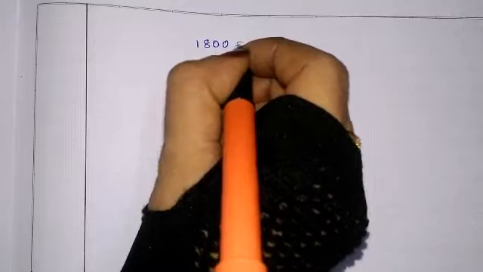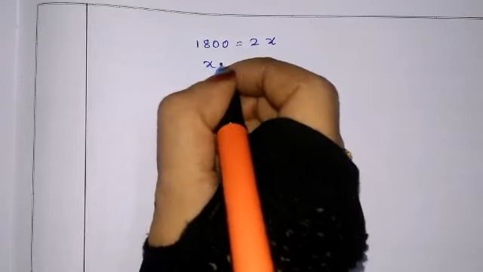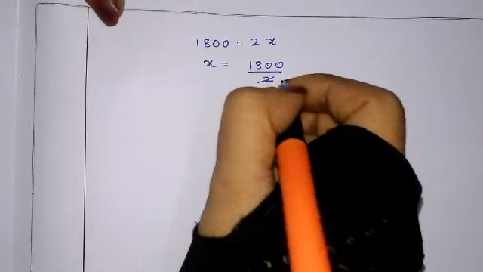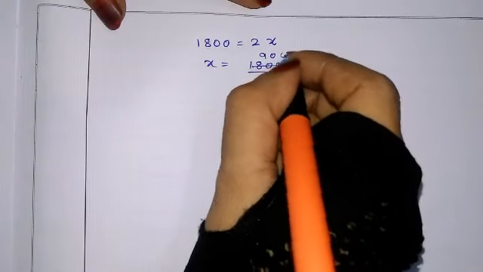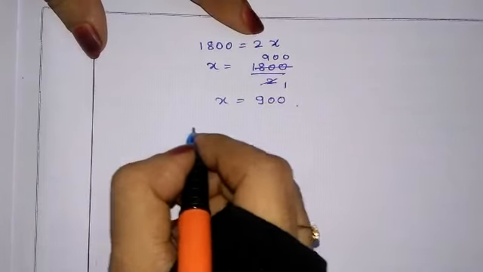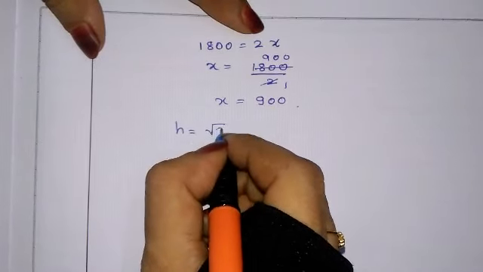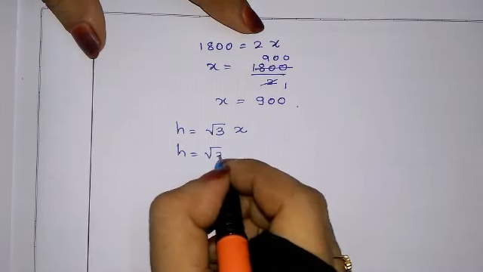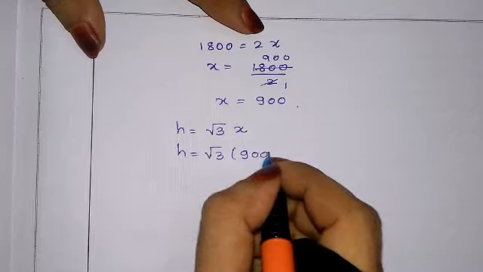We'll write one more time here. 1800 is equals to 2x. X is equals to 1800 by 2. 2 ones are 2, 2 9s are 18. So x value we got 900. So h is equals to, we know, root 3x. h is equals to root 3 into 900.